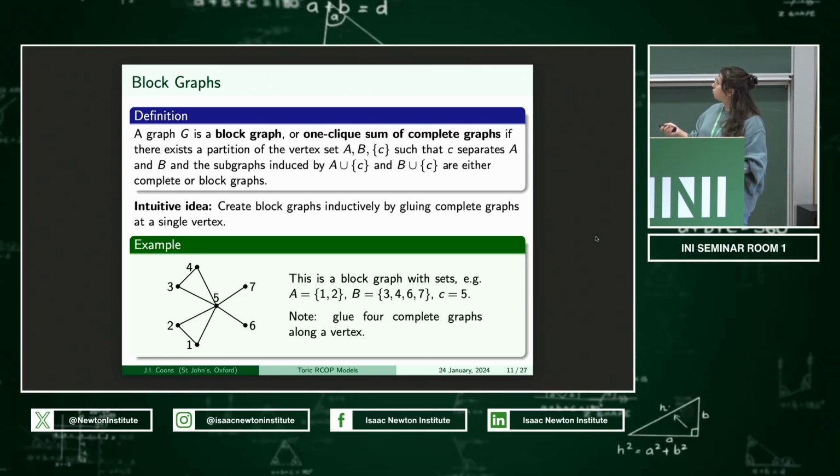For example, this one that we looked at before is a block graph. I could take A to be 1, 2, separating this clique from the rest of it, B to be everything except for 5, and C is just 5. So I've really just glued 4 complete graphs along a vertex. This is maybe a little deceptive, as I don't need to always choose the same vertex. I could then take another K5 and glue it to 7 and keep going in a path. Okay, great.